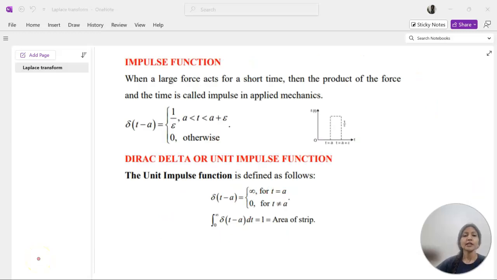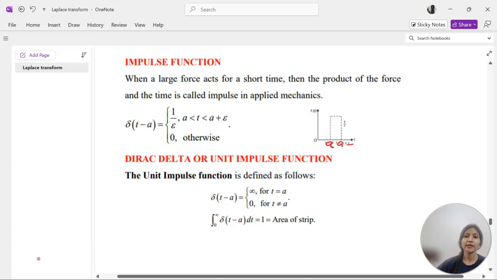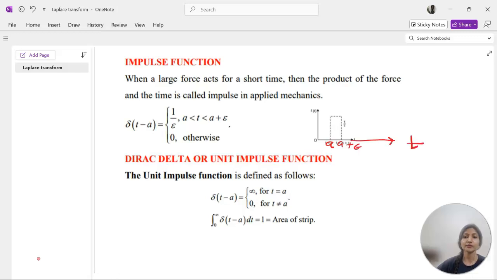We come to the impulse function. When a large force acts for a short time, then the product of force and the time is called the impulse. We define the impulse function delta(t minus a) as 1 over epsilon, where t is between a and a plus epsilon, a very small value, and it is 0 otherwise. Mathematically, we find the impulse function. You can see this point is a, and this point is a plus epsilon, and this axis is the t axis. This height over here is 1 upon epsilon, and there is a rectangle of this height. The length of the rectangle is epsilon.